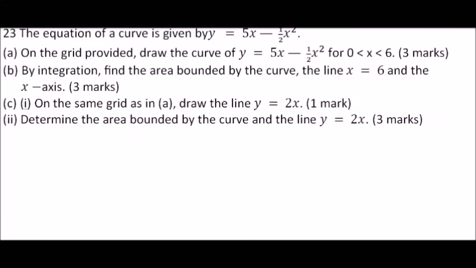So question number 23, we are told the equation of a curve is given by y is equal to 5x minus a half x squared. On the grid provided, draw the curve of y is equal to 5x minus a half x squared for x less than 6. So we have 3 marks there.